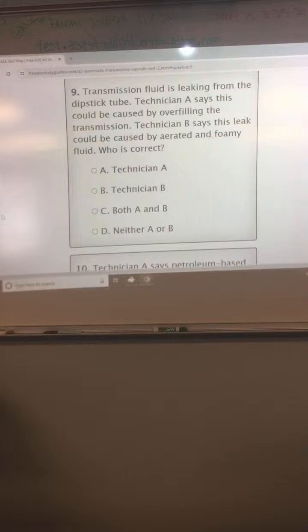Transmission fluid is leaking from the dipstick tube. Technician A says this could be caused by overfilling the transmission. Technician B says this leak could be caused by aerated and foamy fluid. Who is correct? Both. You guys like both of them? Yeah.